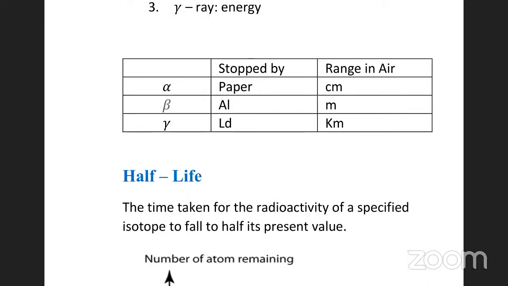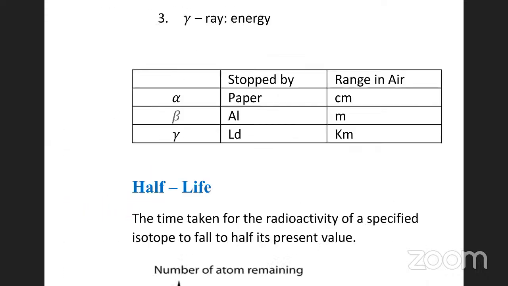Okay. Here you have some things, but look here in the meantime before I log out. Here you have some things with alpha, beta, and gamma. Alpha is stopped by paper, gamma is stopped by lead, that should be Pb, and beta is stopped by aluminum. Alpha could travel a few centimeters in air, beta could travel a few meters in air, and gamma could travel a few kilometers in air.